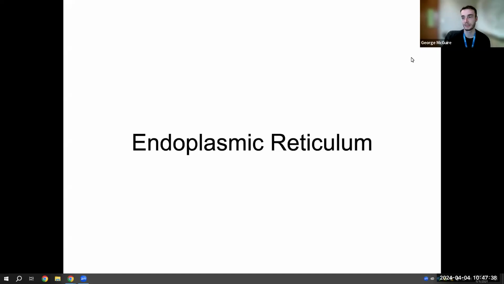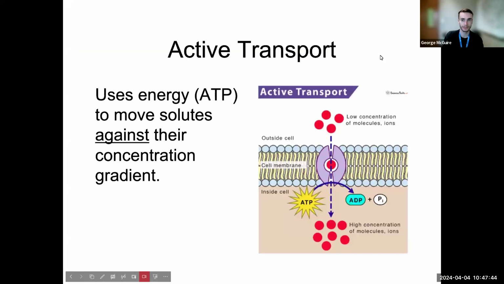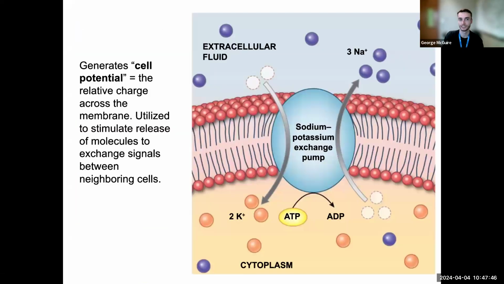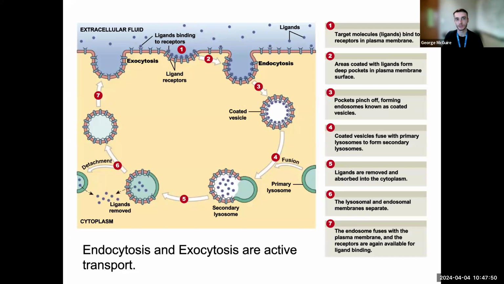All right, welcome back. So where we left off last time, we were talking about the plasma membrane and different types of transport into or out of a cell. And the very last topic we discussed was endocytosis and exocytosis. Those terms specifically describe the bringing of something into the cell and the release of something out of the cell with a membrane-bound structure, a vesicle.